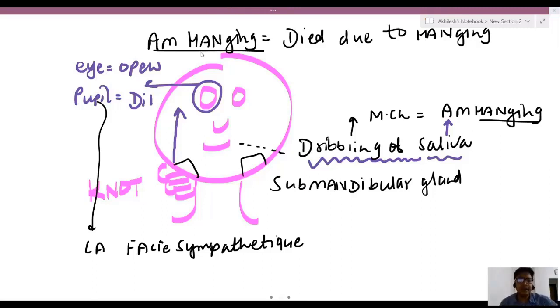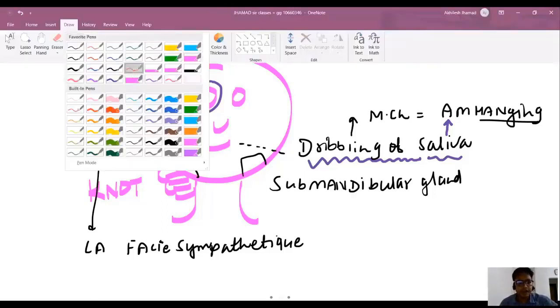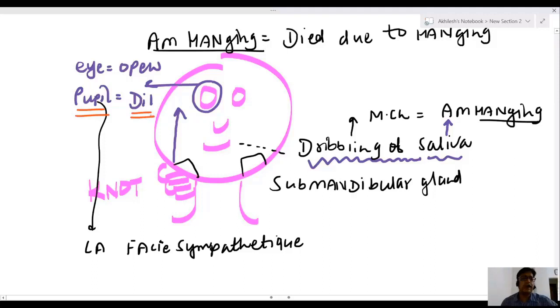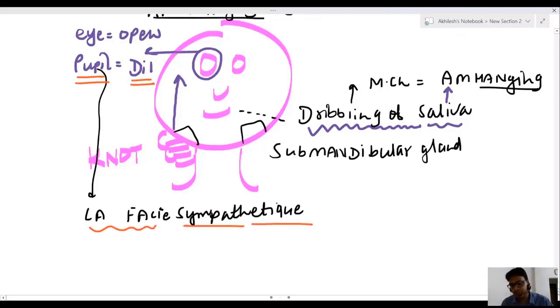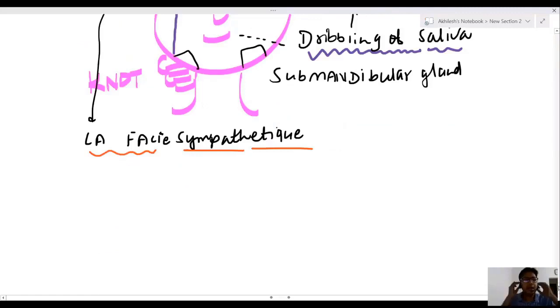Now, on the same side of the knot, that's a very important point. On the same side of the knot, the eye remains open and the pupil is dilated. This is the knot; this eye will remain open. The opposite side will be closed, and the pupil is dilated. This finding is known as la facie sympathetique. It is because of sympathetic chain stimulation. La facie sympathetique, another important finding.